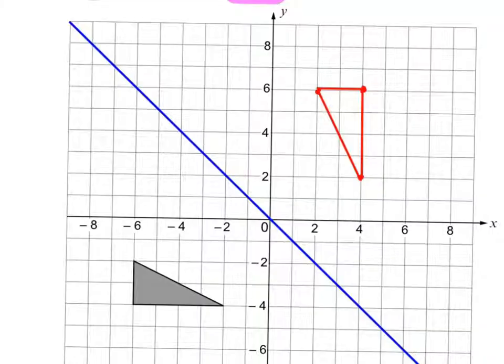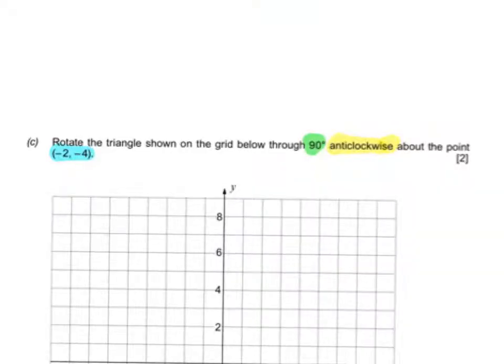Okay? It's too much information then on this bit. There's 3 of them. 90 degrees, anti-clockwise. That word anti-clockwise being absolutely key there. And the point, -2, -4. So, clockwise, it sounds obvious, the way the hands move around a clock. Try and picture a clock in your mind. So, anti-clockwise, the opposite to that.